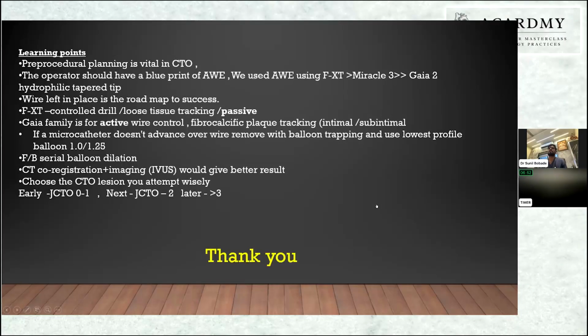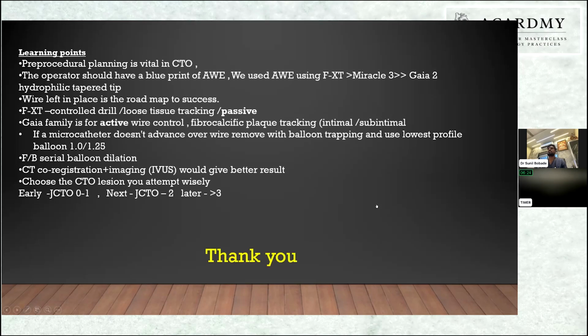So Pilot 200 is typically a soft taper tip wire, which is used for control during loose tissue tracking and passive wire control, while the Gaia family is for active wire control, which is for fibrocalcific plaque tracking, intimal or subintimal. If a microcatheter doesn't advance over the wire, try balloon trapping and use the lowest profile balloon, followed by serial balloon dilatation. CT coronary angiography or imaging would give a better result.